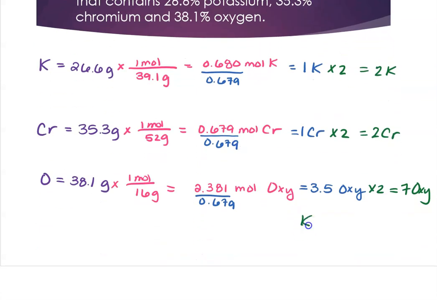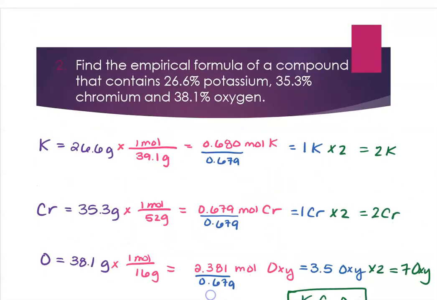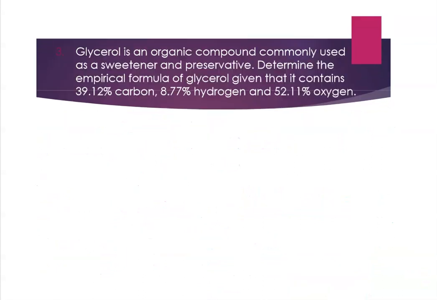So my formula here is going to be K2Cr2O7. Awesome. All right, let's do another one. So here we have glycerol that contains carbon, hydrogen, and oxygen.